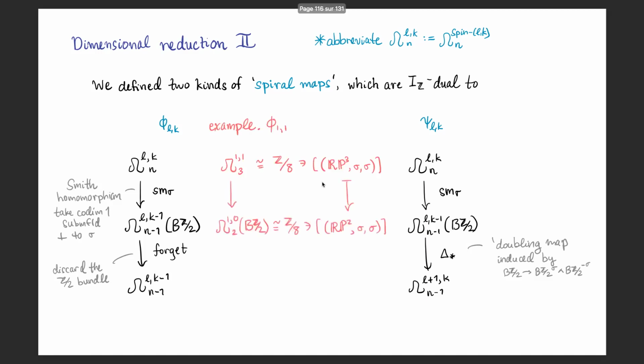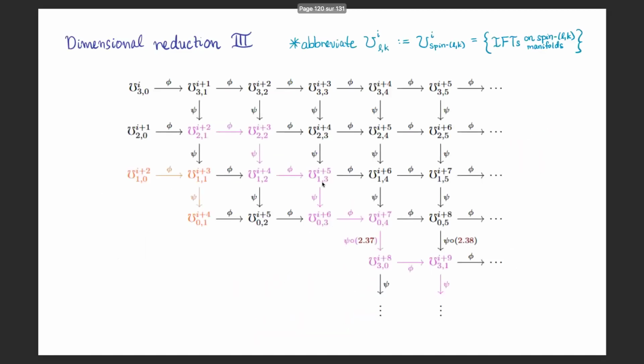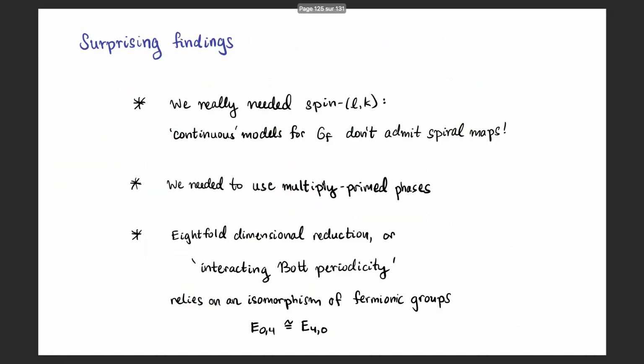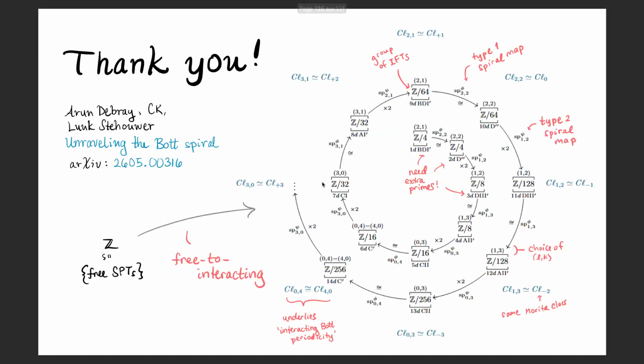So there's an example we ask about. Let me see. Yeah, so let me get to the end. If anyone has questions, we can go back, but I said verbally, we really needed Spin LK. We couldn't just use another fermionic group that looked the same on the free side. We had to use this particular tangential structure. I didn't touch on the second two points here, but let me pause now for questions. So thanks very much for listening.